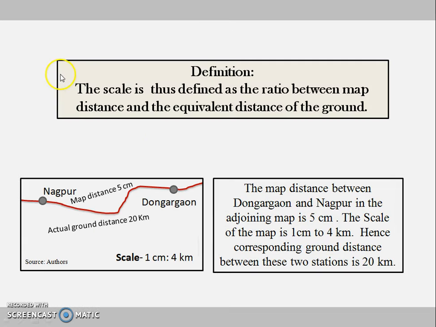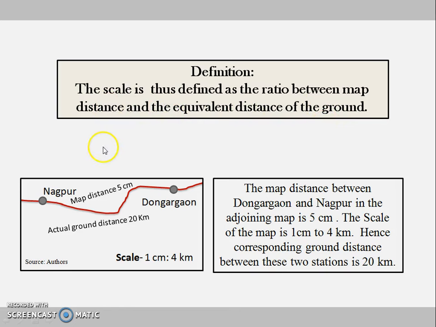So, how can we define a scale? We know that size of the map is always smaller than the actual Earth's surface or a part of it. It means distances on the map are always undersized than the actual distances on the surface of the Earth. Thus, the scale is defined as the ratio between map distance and the equivalent ground distance.